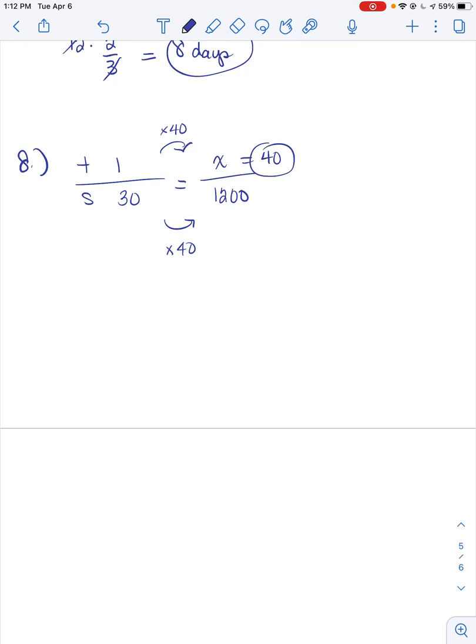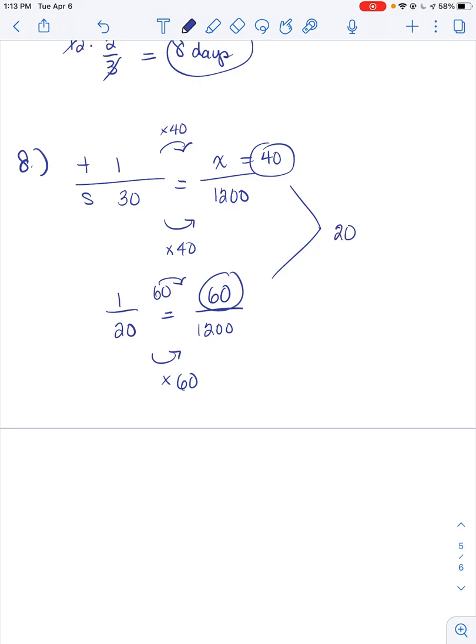But I don't want the ratio to be 1 to 30. I want it to be 1 to 20. I'm not changing the number of students that I have, so I have to change the number of teachers that I have. In order to make it 1 to 20, I need 60 teachers. So this question is asking me, how many additional teachers must be hired? It's the difference between 60 and 40, so I must hire 20 additional teachers.